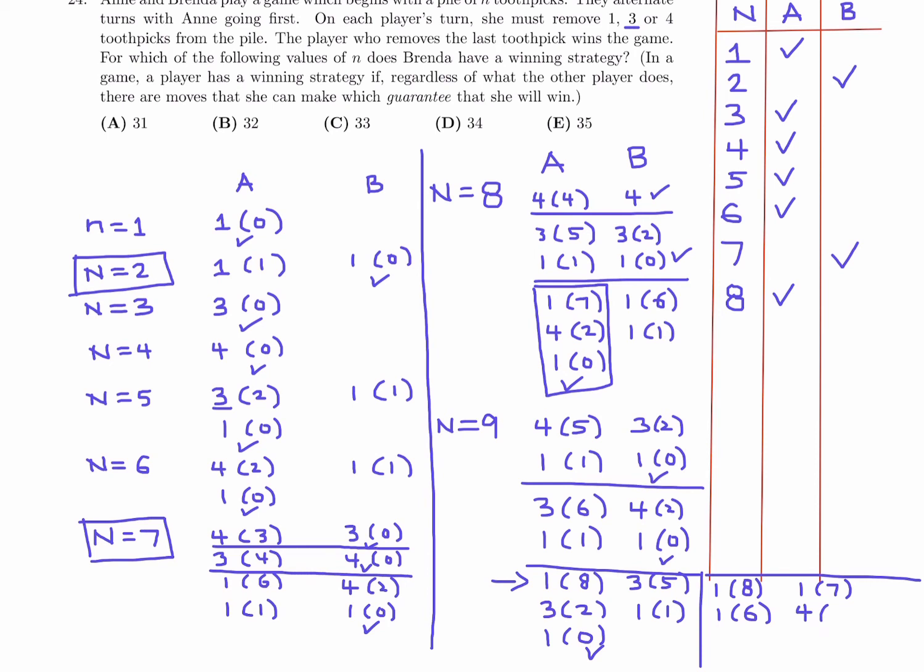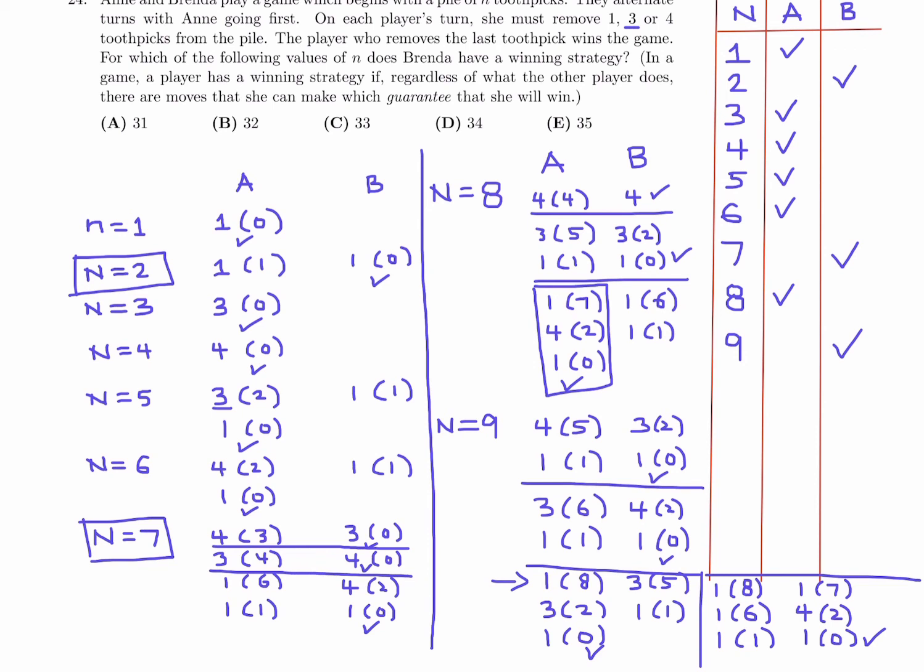Brenda thinks, okay, I think I'm going to beat you. I'm going to remove 4. There's 2 left. Ann has only one choice, to remove 1. There's 1 left. And guess what? Brenda removes it. 0 left. And Brenda wins. So for 9, after all that hard work, Brenda wins. So this is basically the pattern.